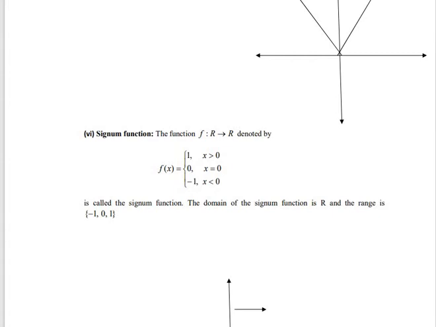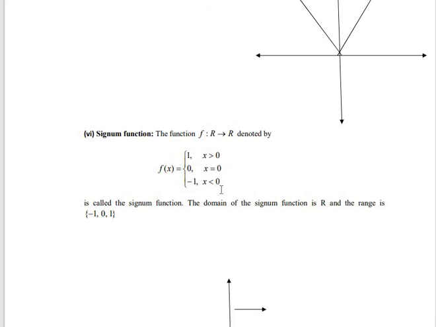If you choose x equal to, suppose, minus 5, then also f of minus 5 is equal to minus 1. So always remember that whenever you choose x as a positive number, that means greater than 0, your f of x will be 1. Whenever you choose x equal to 0, it is fixed, you will get f of x equal to 0. And whatever value you choose less than 0, that means any negative number, you will get f of x equal to minus 1. So this is the definition of a signum function.